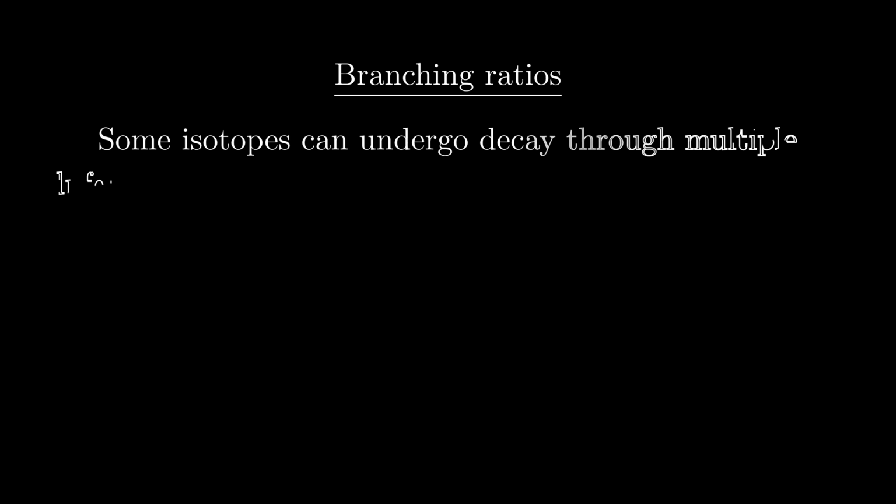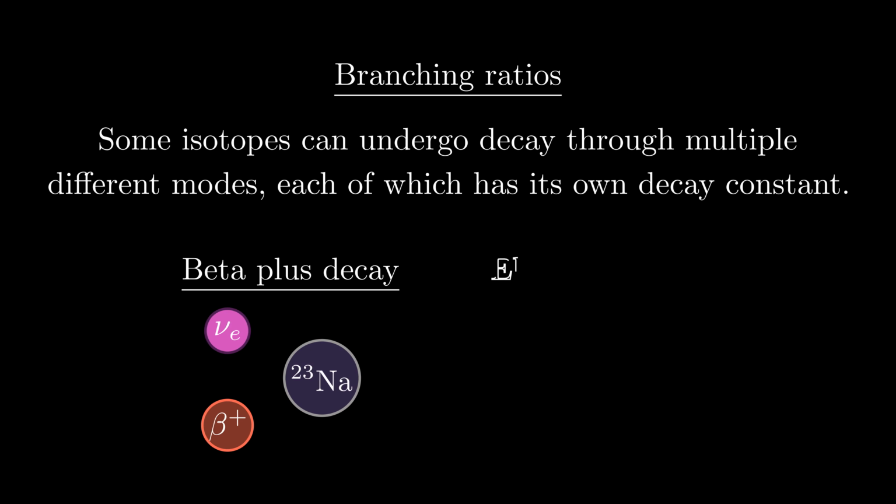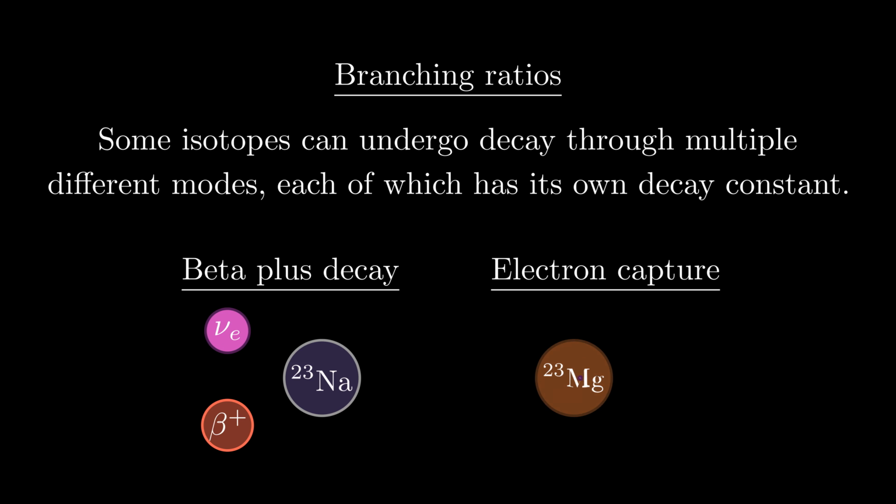One last topic to cover before we solve decay equations is branching ratios. Many isotopes are capable of undergoing more than one mode of decay. These different decay modes can and will occur at different rates, so they have different decay constants. Just as an example, any isotope that can undergo beta plus decay can also decay through electron capture. And in heavier isotopes, electron capture often occurs at a greater rate than beta plus decay.